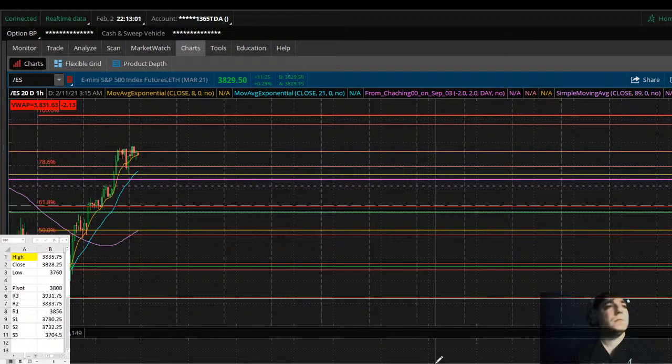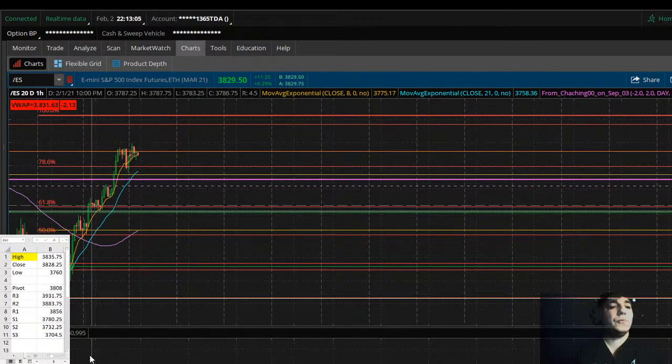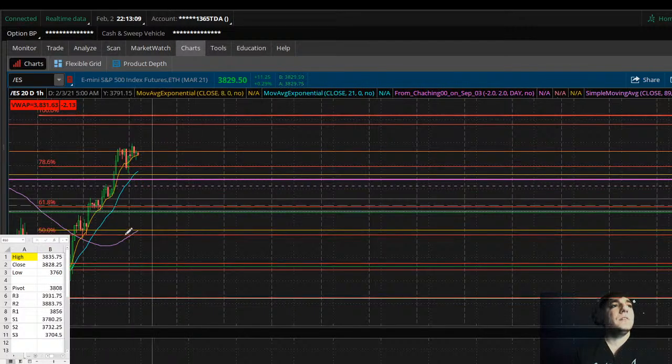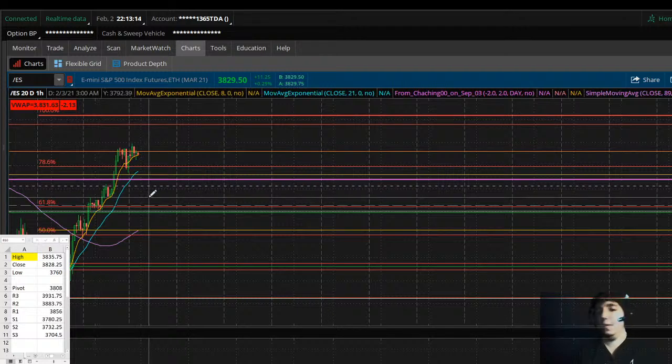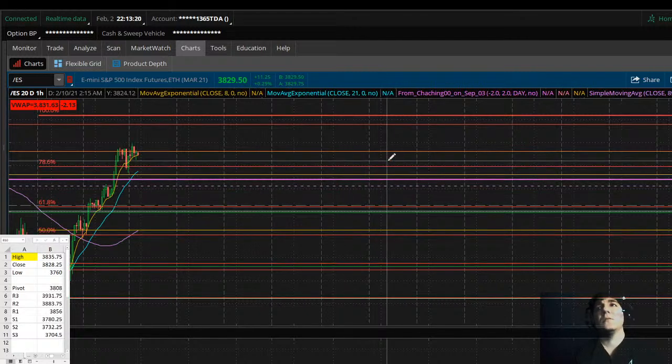What's up, Nemo? Is this right? Yeah. Just setting up my pivots and resistance levels for tomorrow.